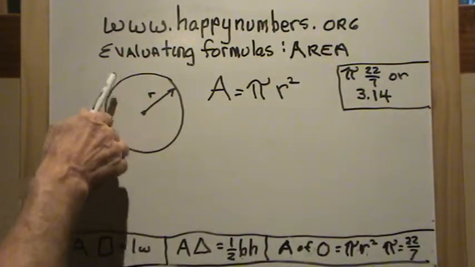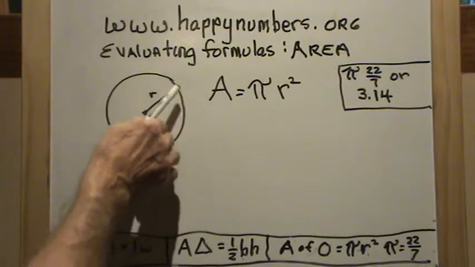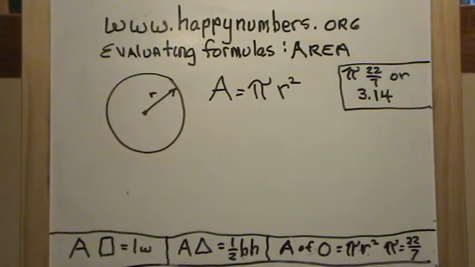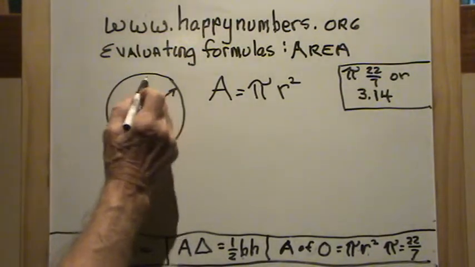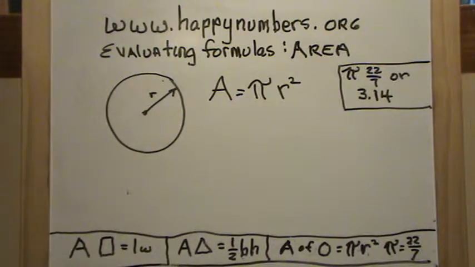www.happynumbers.org. Today's lesson, evaluating formulas, the area, and we're going to be looking at the area of a circle. Now we know the area is everything inside. Last session we looked at the areas of squares, rectangles, and triangles, and now we're going to look at the area of a circle. A couple of things.